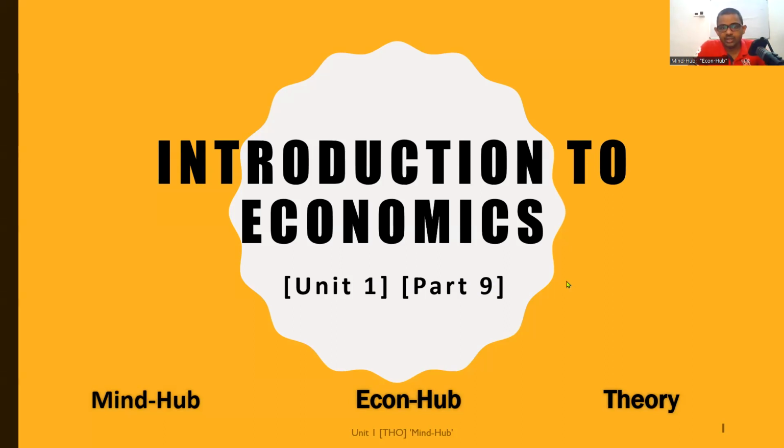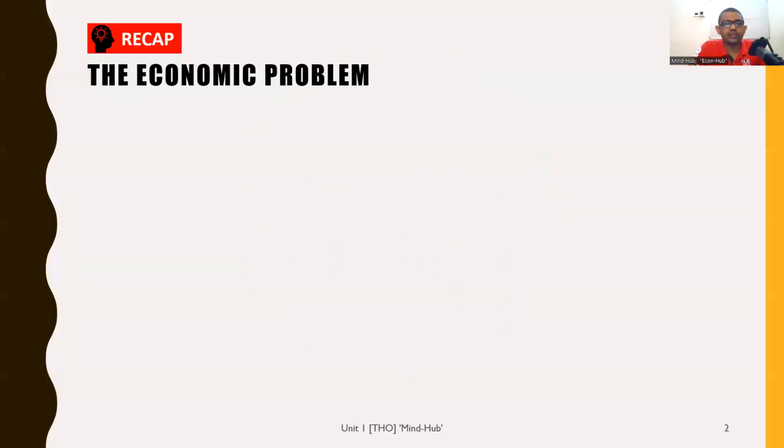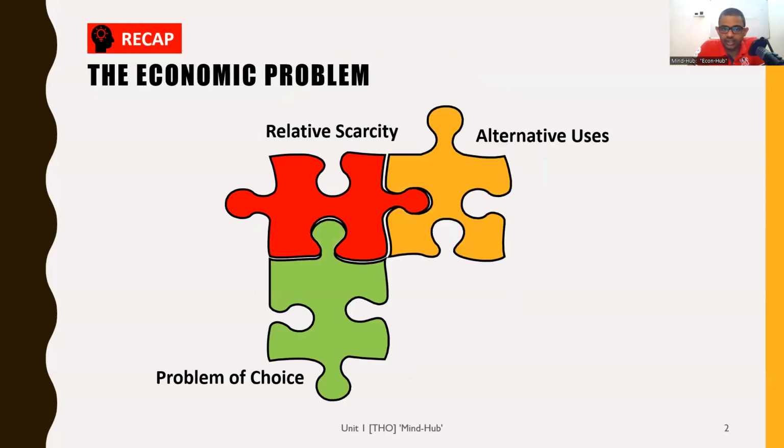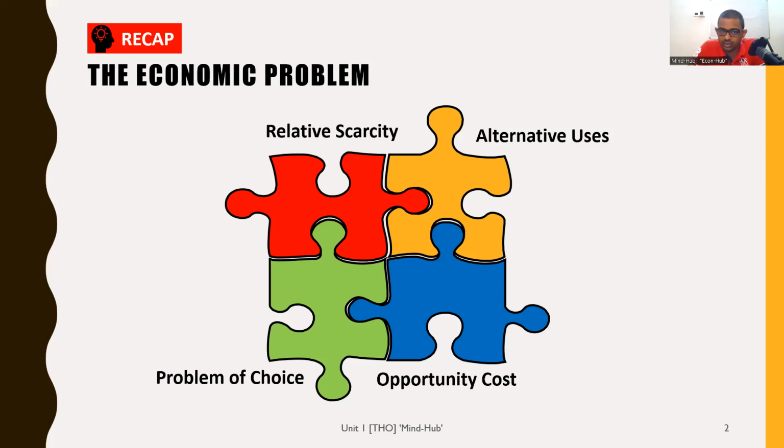The economic problem: we discussed all the components of this jigsaw puzzle. We took time and went into detail and talked about everything, because this is the foundation. If there is a foundation for economics, for the way of thinking in economics, this is it. So we took all the time we needed and were very clear. Relative scarcity, alternative uses, problem of choice, and opportunity cost. When you put these four pieces together, the puzzle that is completed is what we call the economic problem.